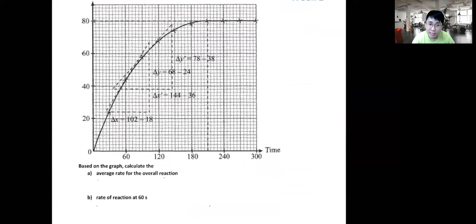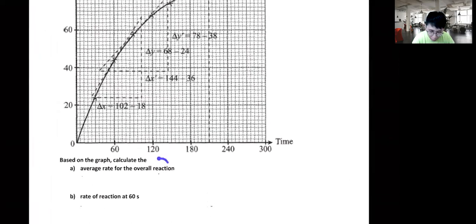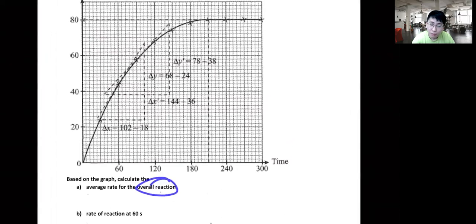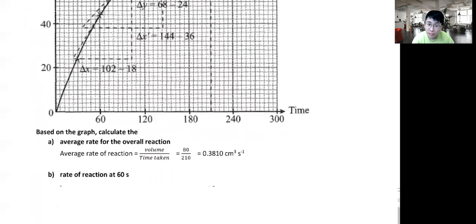Based on the graph, this is actually a drawn tangent line with a triangle. Everything is drawn for you. Because in online class we cannot guide you along with the drawing of the graph, let's assume that you can draw the tangent line yourself. Can you calculate the average rate for overall reaction? We see the word overall, so maximum volume over the time where you stop. Maximum volume is 80. The time where you stop is here, around 210. So 80 over 210.